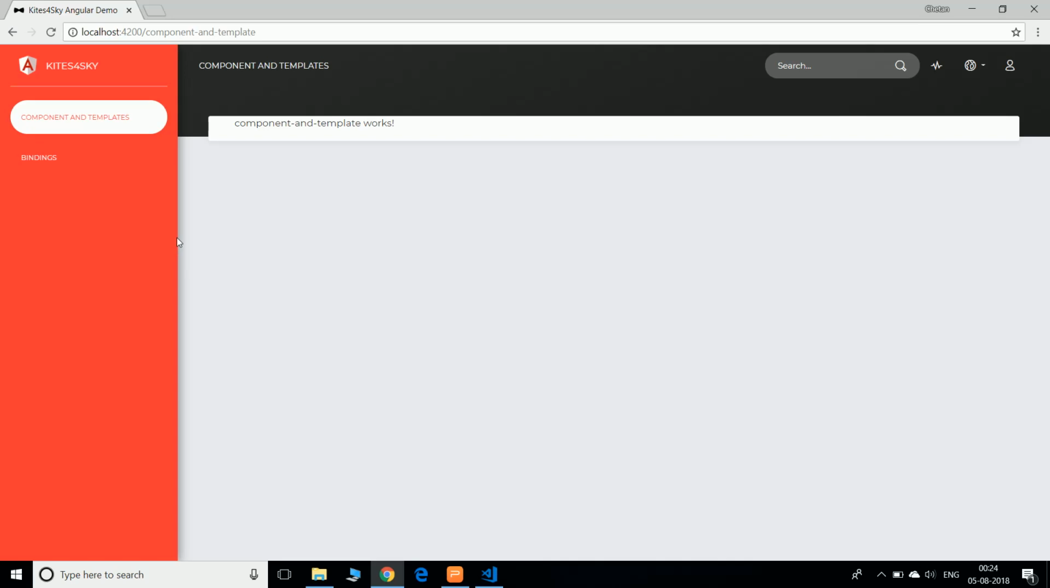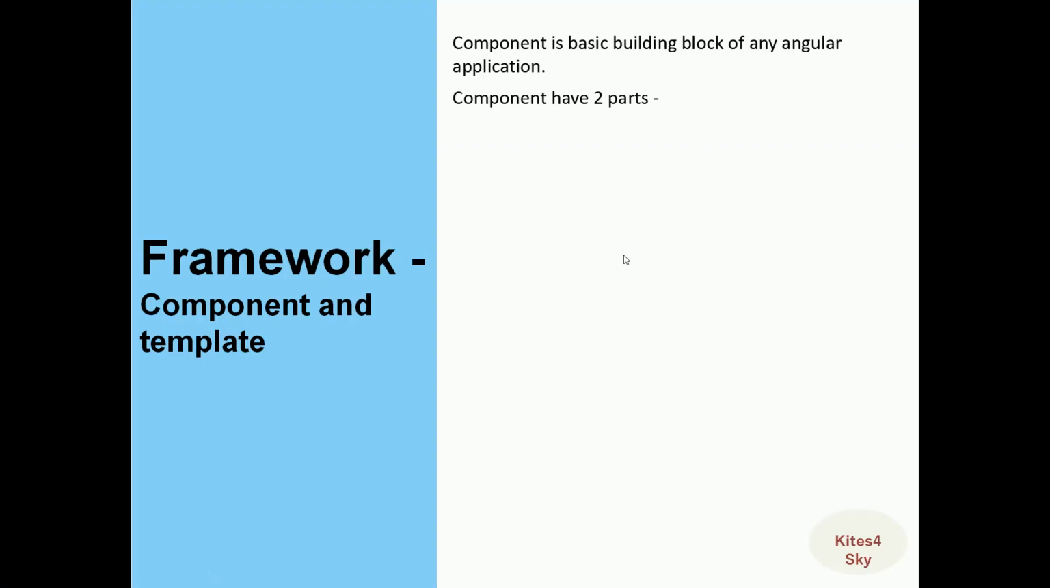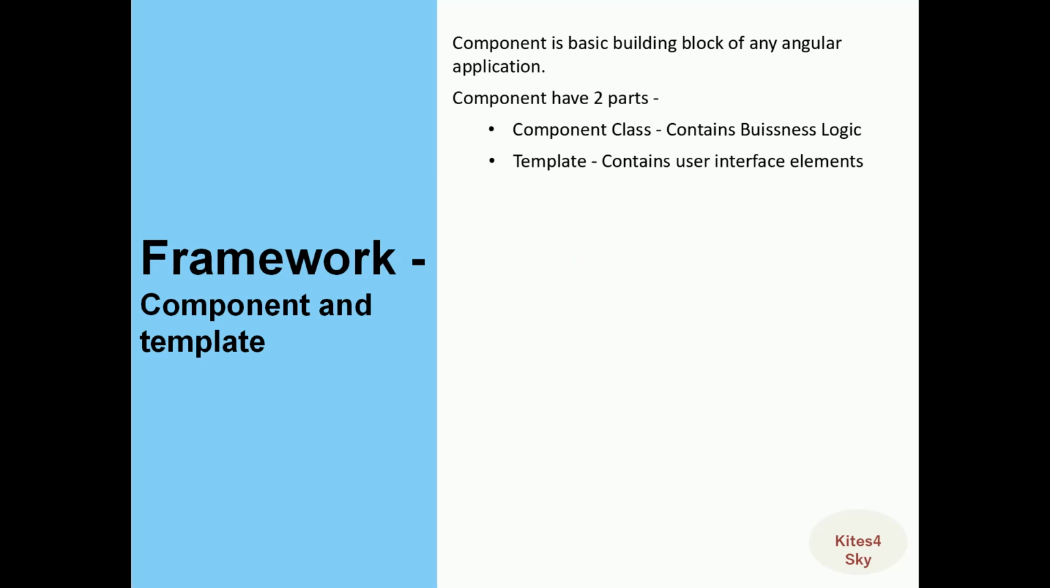A component itself can be a combination of many other components. For example, here you can see in this left navigation bar, this first icon and this Kites for Sky may be a component, and then these menu items may be other components. So you can say Angular is a component based architecture. Basically a component has two parts. First one is the component class, which contains the business logic for your application, and the second one is the template, which contains user interface elements, for example HTML elements or CSS part.